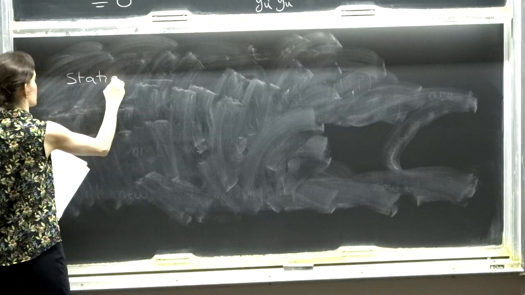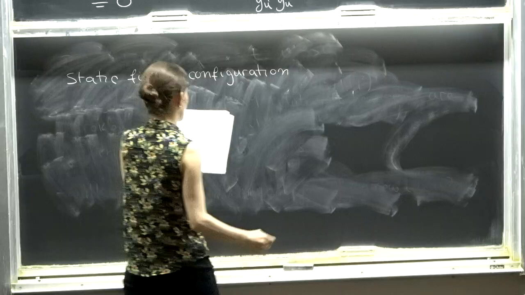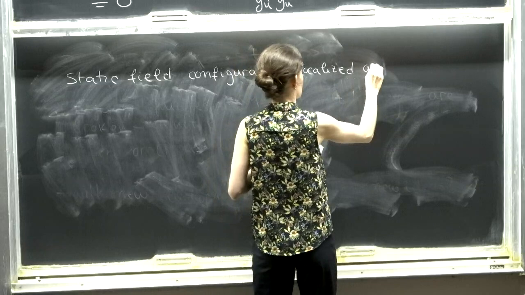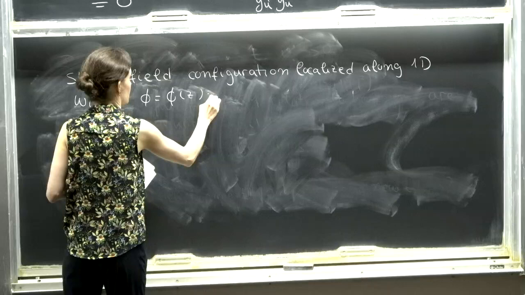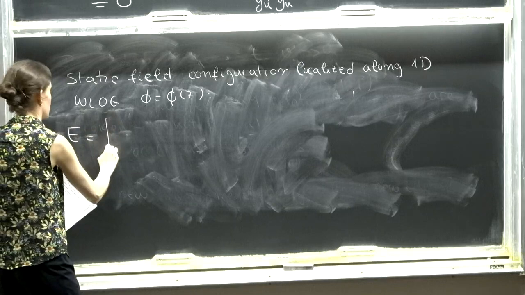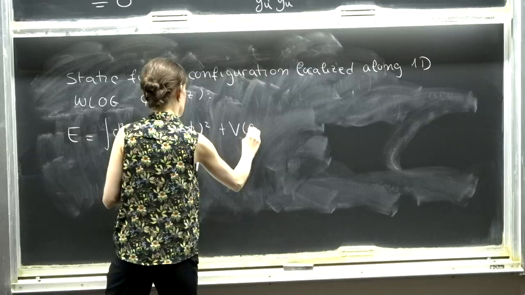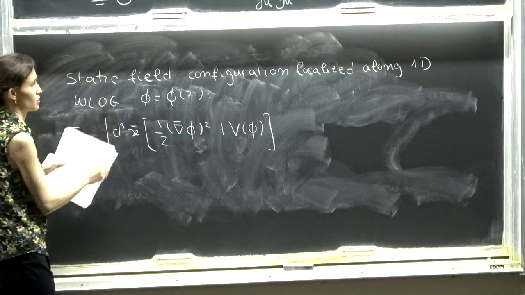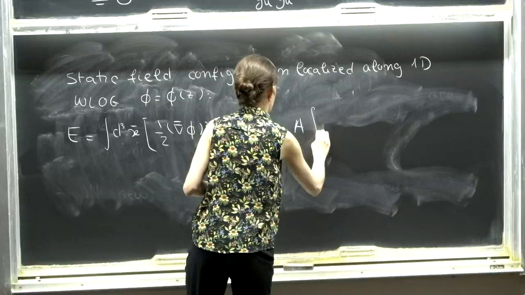So let us write down the energy of a static field configuration localized along one of the spatial dimensions. I'm just going to take that to be the z direction, so I'm going to assume that phi is only a function of z. In general, the energy contains a contribution which is the gradient part for the field, and then also the potential term. Because I'm considering a field configuration localized only along the z direction, I can do the integral over x and y, and what I get is the area of the xy plane. And then I still have to integrate over all of the z direction.